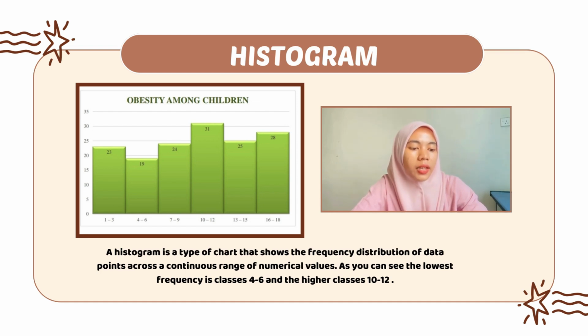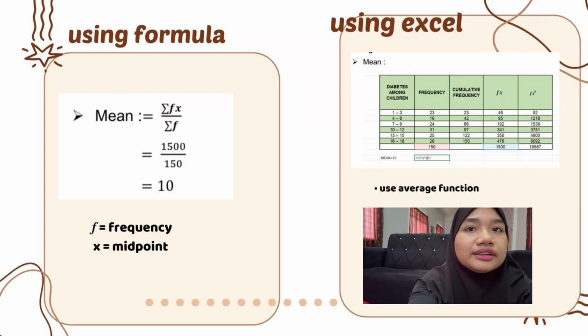From the histogram, we can get the mean, median and mode for the case. For mean, median and mode, we find the value using formula calculation and Excel. For mean, we use the formula mean equals total fx divided by total f, where f is the frequency value and x is the midpoint value. So we get the answer, the mean is 10. To find the mean using Excel, we use the average function and we got the same answer as the calculation, which is 10.